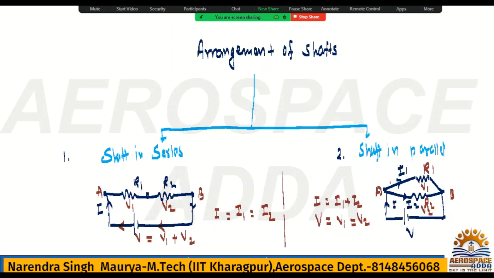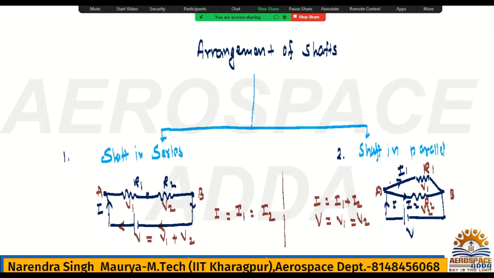Similarly, in a parallel circuit, voltage is the same across both resistances R1 and R2, because all the branches, even R1, R2, R3, are connected across A to B, and hence the voltage will also be across A to B, and in that way voltage will be the same in a parallel circuit, and current will be additive. But in case of a series circuit, current will be the same for all resistances, but voltage will be additive. So this is the series and parallel circuit that you know very well. Now based on this, we have to check the shaft in series and shaft in parallel, so it will be easy for you to understand the things.